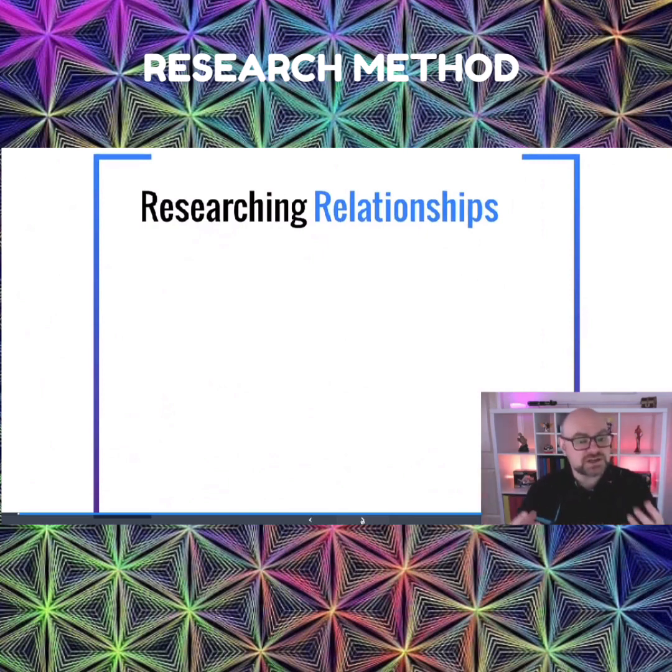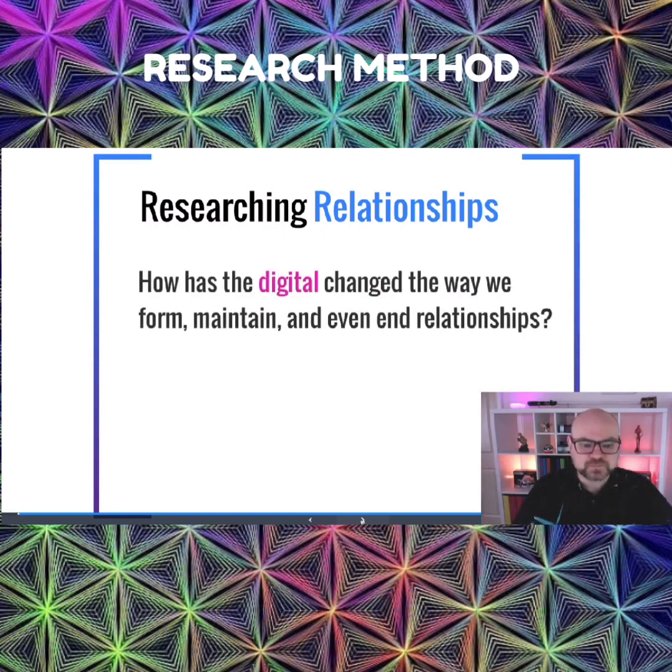Researching social worlds is applying to multiple people. Researching relationships tends to start narrowing that focus. Not always, because there are relationships in social worlds, but the emphasis tends to be on, say, familial units, one-to-one relationships, but also relationships between fans and the texts of their fandom, or the companies that own those texts, and so on. So there's a real, again, quite a varied notion of what relationship means. So the question is, initially, how has the digital changed the way we form and maintain, even end relationships?